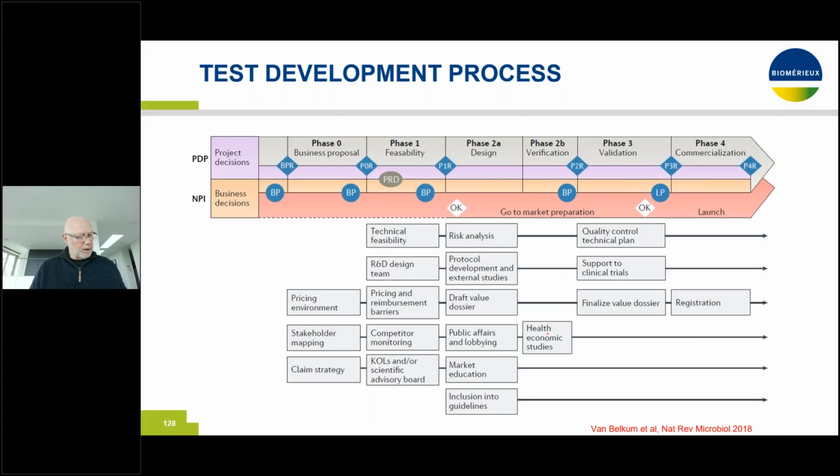Finally, and very quickly, test development processes are complicated. I'm working in a company, and some of you in the audience are probably as well, and we all know that development of a product is very complicated. So just claiming that you can measure hydrolysis of an antimicrobial with mass spec is not enough to develop a product and to develop a tool that can be used in clinical microbiology.